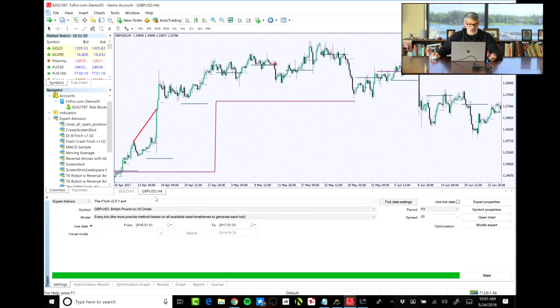And you'll see here on the screen we've got the Finch robot loaded up in our strategy tester. Once again, I talked about the steps to get to where we are right here in previous sessions, so we're not going to repeat anything that we've already talked about.